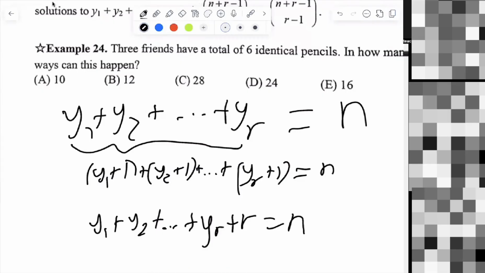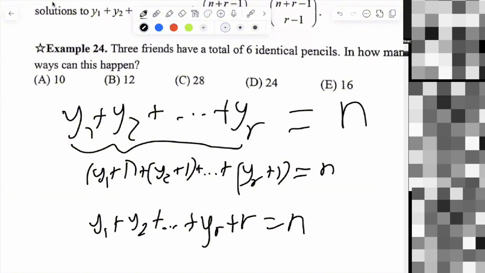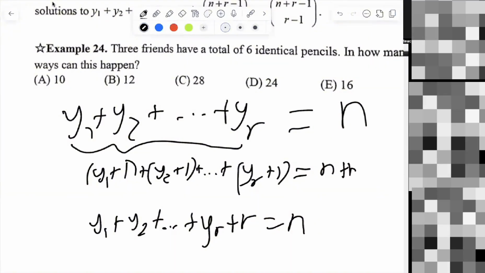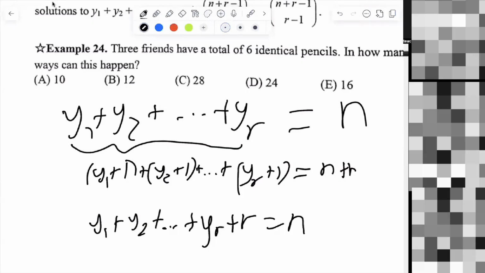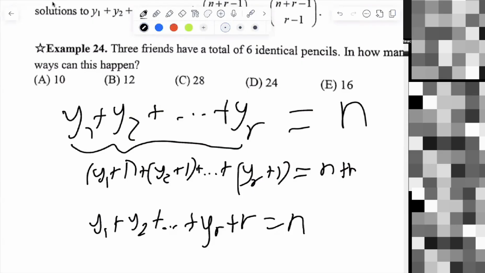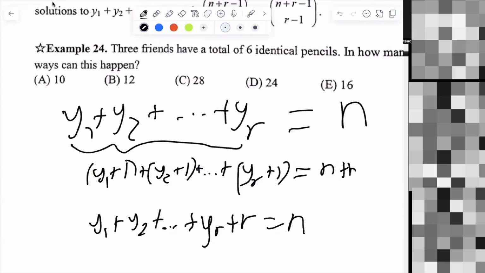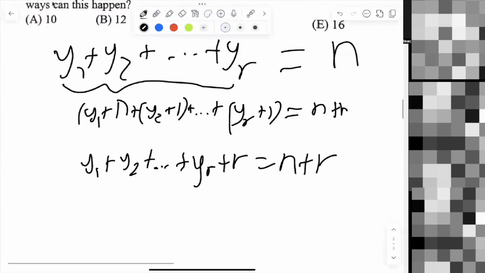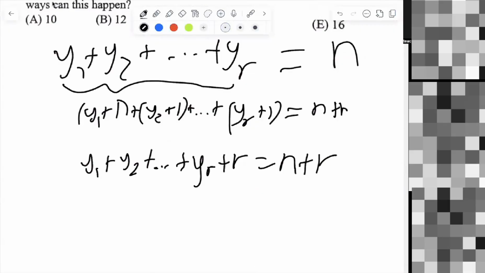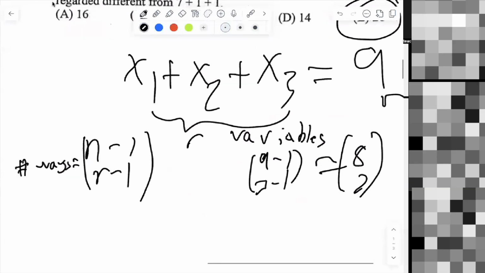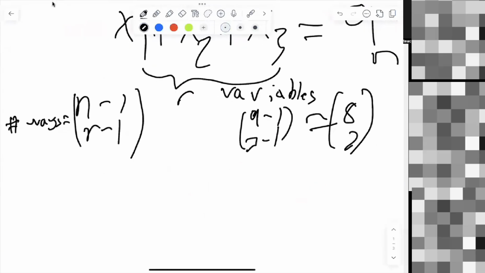Now, we know that we forgot to add r on the other side. This is just n plus r. Because we added r on one side, we must balance the equation on the other side. Now we have y1 to yr plus r is equal to n plus r. From here, it's pretty simple. Since we know they're all positive integers, we can now apply stars and bars, or the positive stars and bars, in this case.